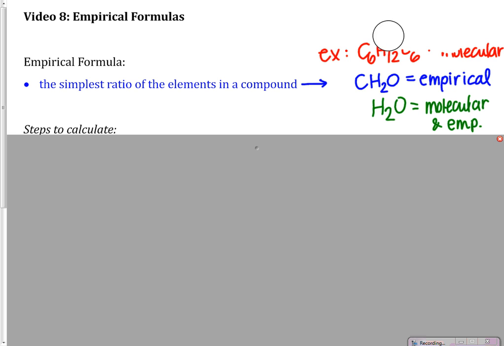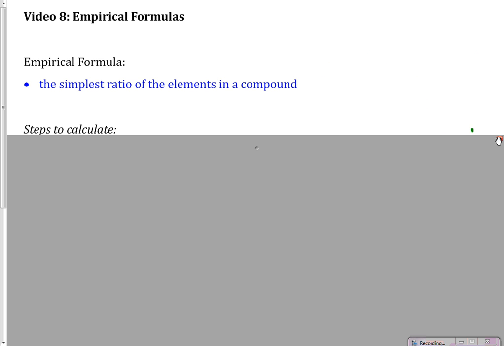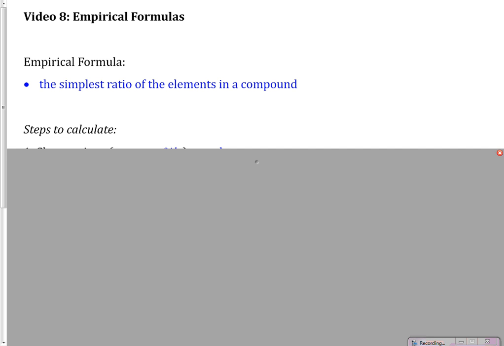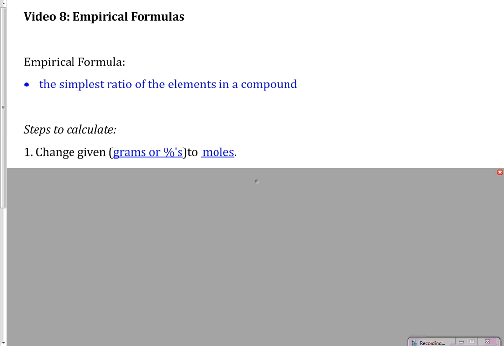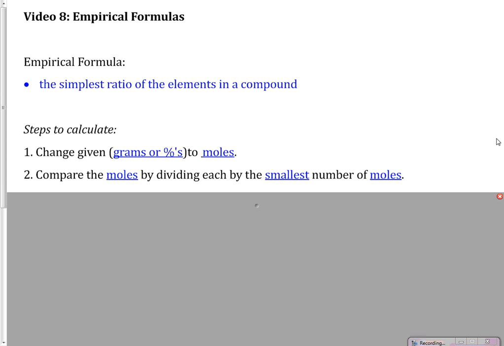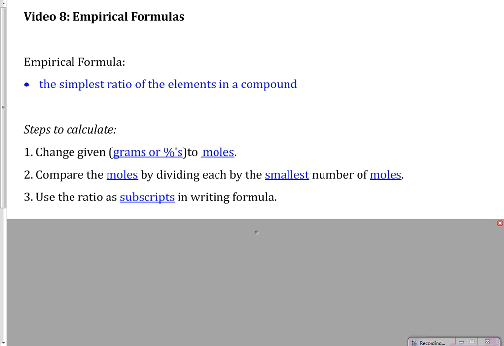Now, when we ask you to calculate these, we're going to ask you to follow 3 pretty simple steps. All of the steps you know how to do already. So it's now just putting them together. We're going to take whatever we're given, whether it's in grams or percentages, and we're going to convert them to moles for every element in the compound. Then we're going to compare all those moles we just calculated by dividing each one of them by the smallest number of moles that we got. And then lastly, we're going to use those ratios that we got in number 2 as our subscripts in writing the formula.